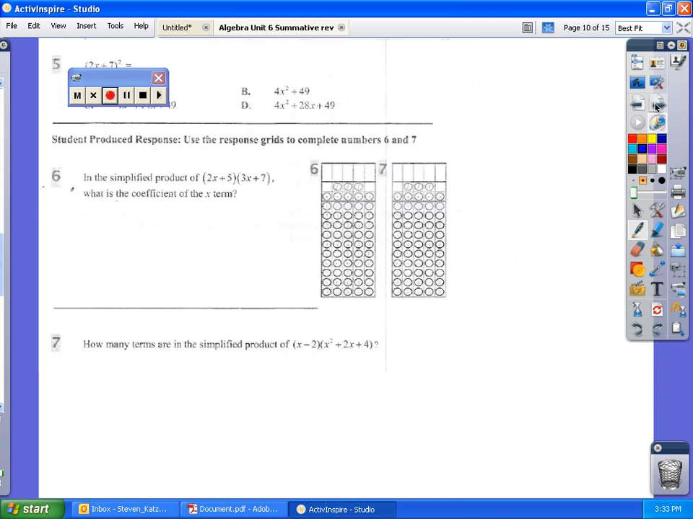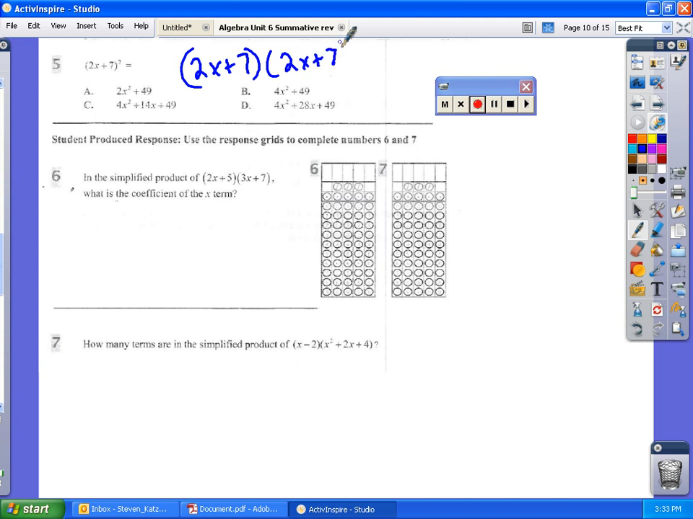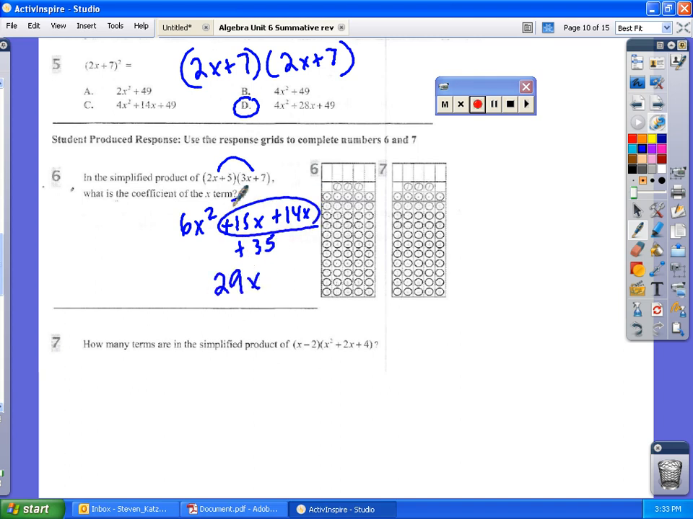Right here, number 5, remember that since it's a binomial, you don't distribute. 2x plus 7 squared means 2x plus 7 times 2x plus 7. And after you do FOIL, you will end up with D. Number 6, simplified product, coefficient of the x term. So simplified product means you're going to multiply it. So you're going to do FOIL, and you'll end up with 6x squared plus 15x plus 14x plus 35. So these combine to be 29x, and it says the x term, so the coefficient's the number in front.